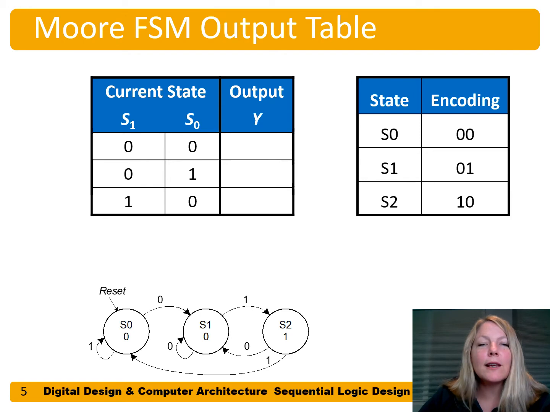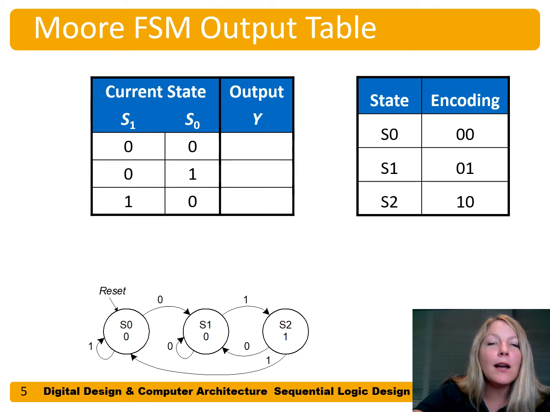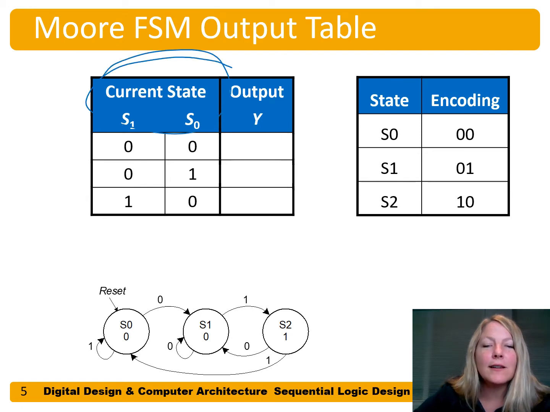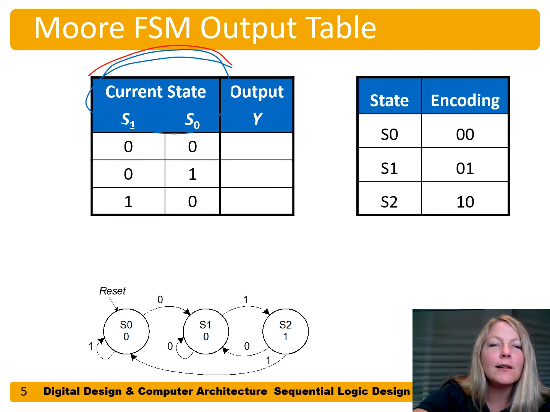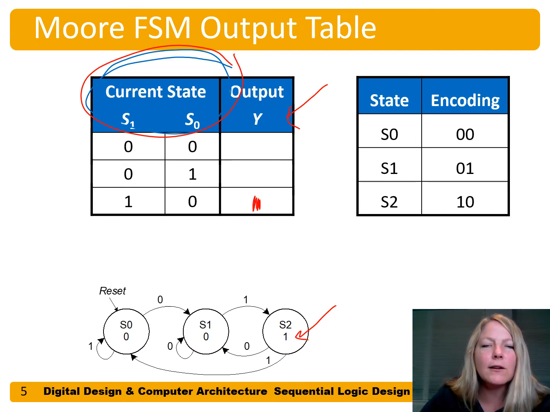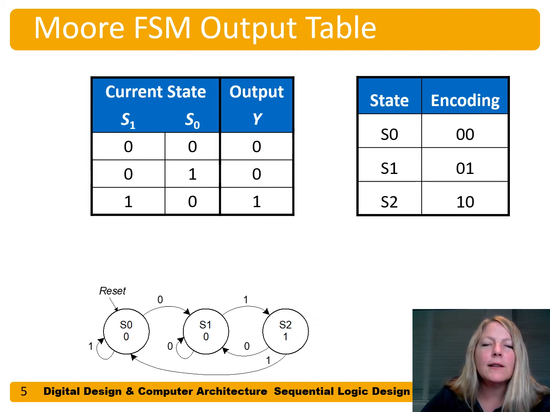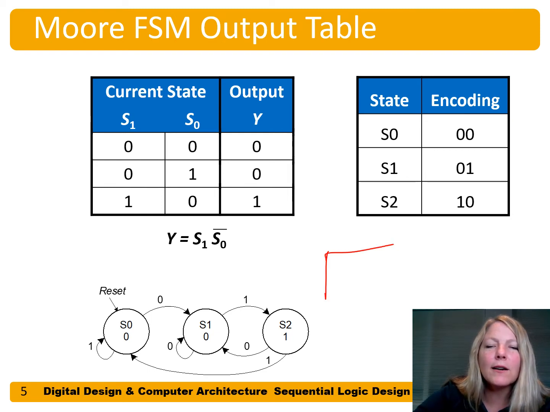And we can also do the output table. Remember, for a Moore FSM, the outputs depend on just the current state. They do not depend on the inputs. And so the only place we get a 1 on the smile output, which is labeled Y here, is in state 2, which is encoded as 1, 0. In the other cases, we get a 0. And so we have the output Y or smile is S1 and S0 bar, or we could take advantage of don't cares.